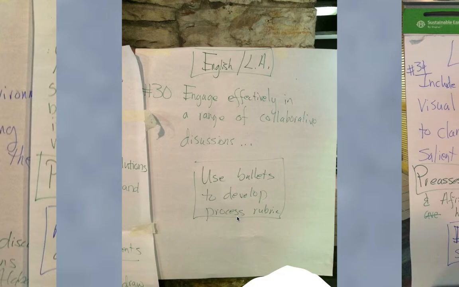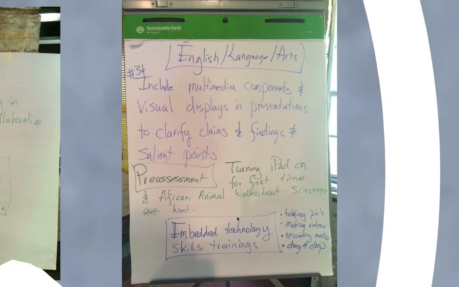The rubric was almost there. We just need to develop it and post it on the wall. That's our process standard, a little different than what I've talked about. And our English language arts standard, take a look at that. We focused on the technology standard for using multimedia and visual displays and presentations. And for this one, again, we need something a little different.